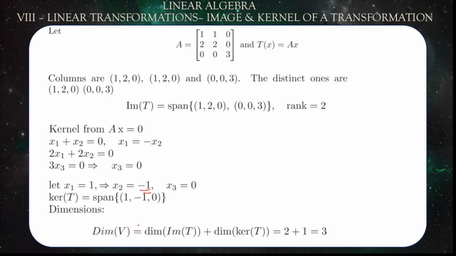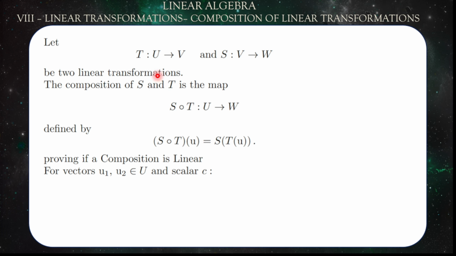So the dimensions are: the dimension of the image of T, which is the rank or the number of distinct columns, 2, plus the dimension of the kernel of T, which is 1, one unique vector. So both of them added is equal to 3, which is the dimension of the V space, which is a 3 by 3 matrix. So again, rank is the dimension of the image of T, and the nullity is the dimension of the kernel of T.